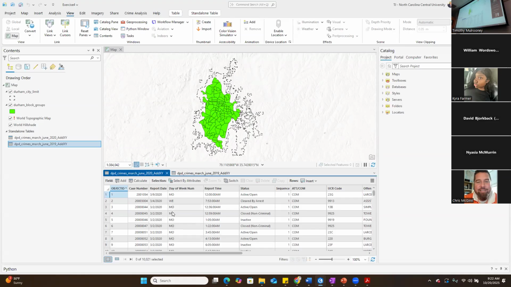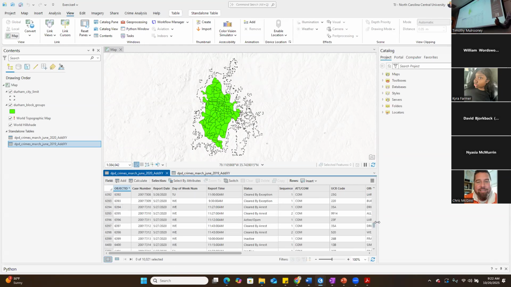Now, when we look at this attribute table, you can see I've got a column here that says day of the week. MO, Monday, Wednesday, Monday, Monday. Okay, if I go down these here, how many different possibilities do I have for days of the week? We got 7. So we got a WE for a Wednesday, a TU for a Tuesday.